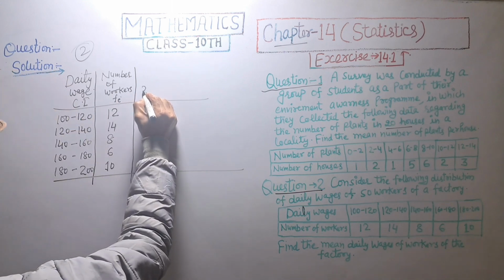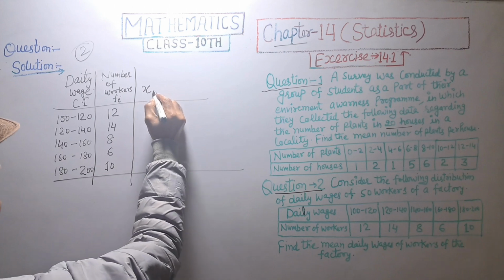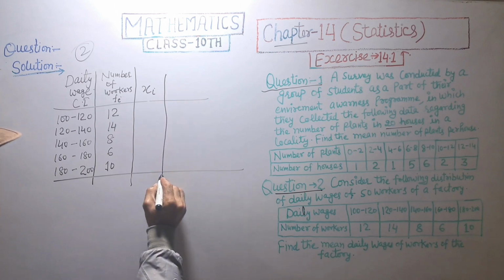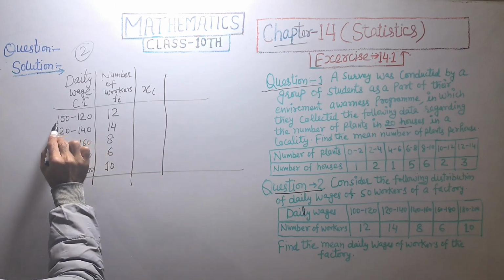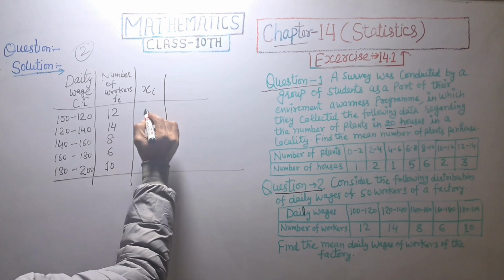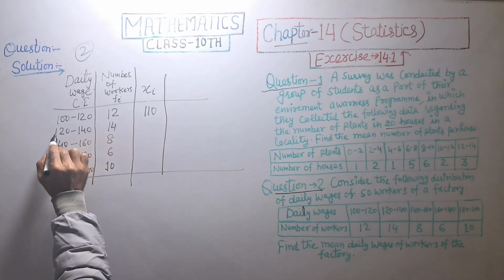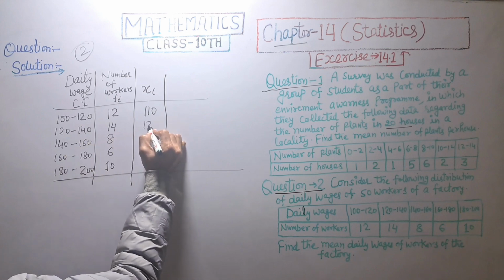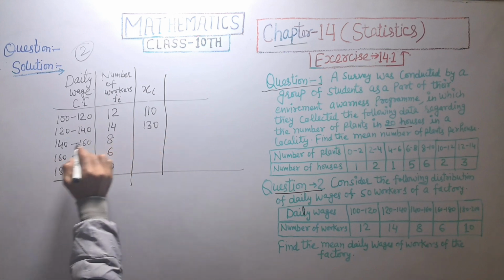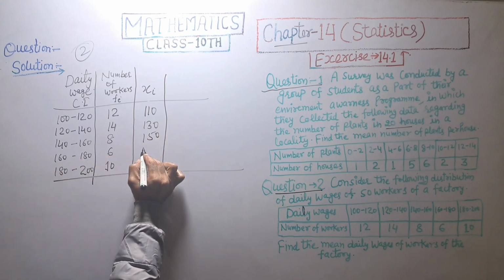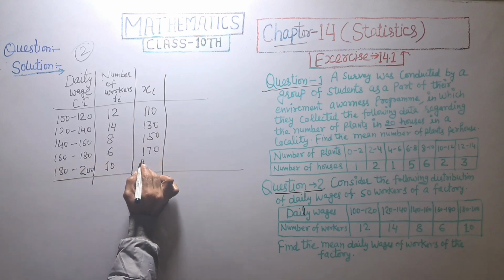Mid value, that is xi: 110, 130, 150, 170, lastly 190.